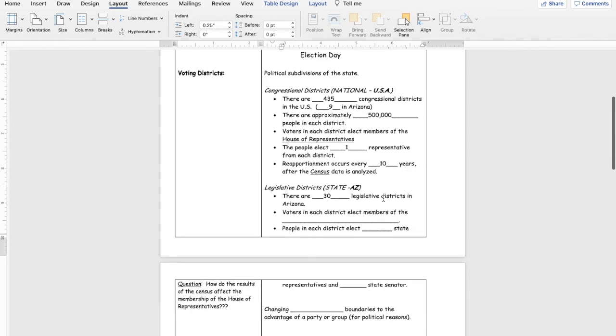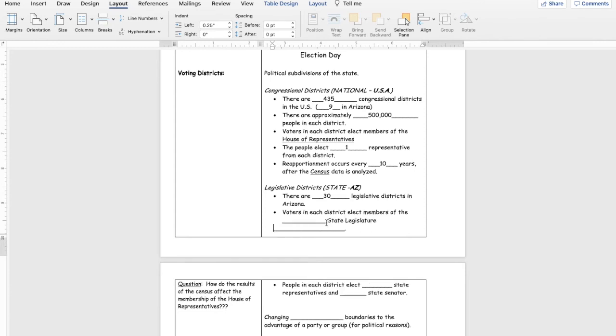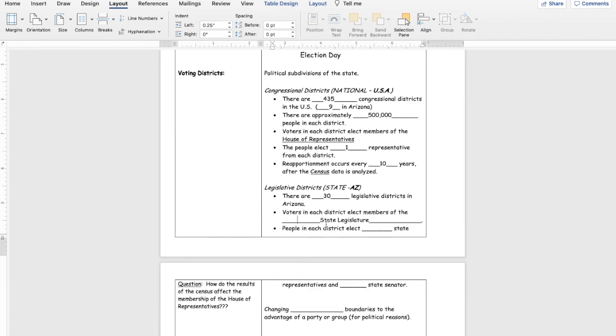All right? So these 30 districts are represented by specific people, and voters in each district elect members to what we call the state legislature. If you recall, we talked about this a while ago. This is part of our federalism, where we have some United States representatives and some Arizona representatives. The state legislature is like our state Congress. And the people in each district actually elect 2 state representatives and 1 state senator. And that's completely different than up here in the congressional districts.